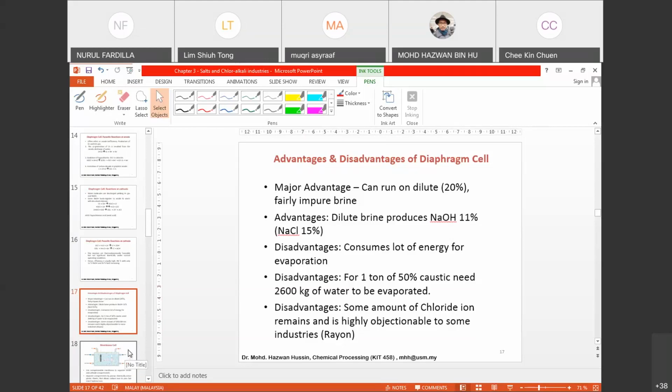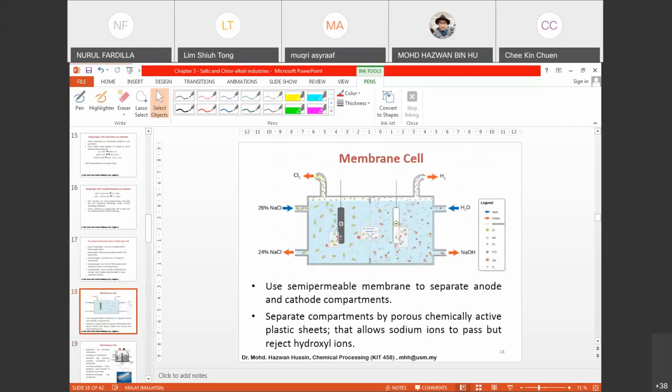Okay, is it okay? Anything to ask about the diaphragm cell before we move on to the membrane cell? Any question? Ada? Tak ada? Right.